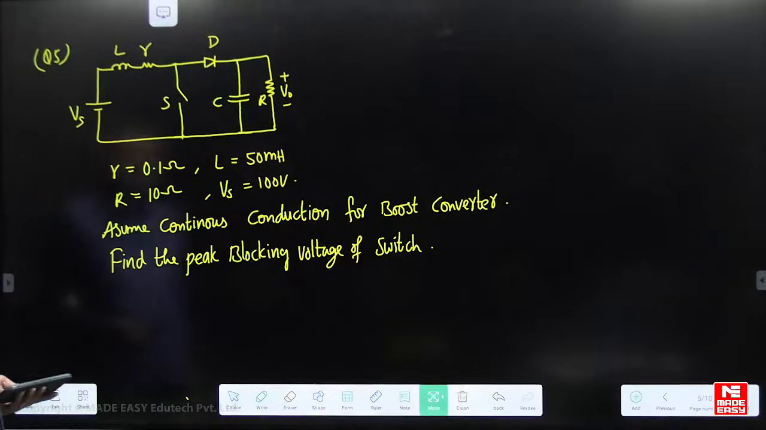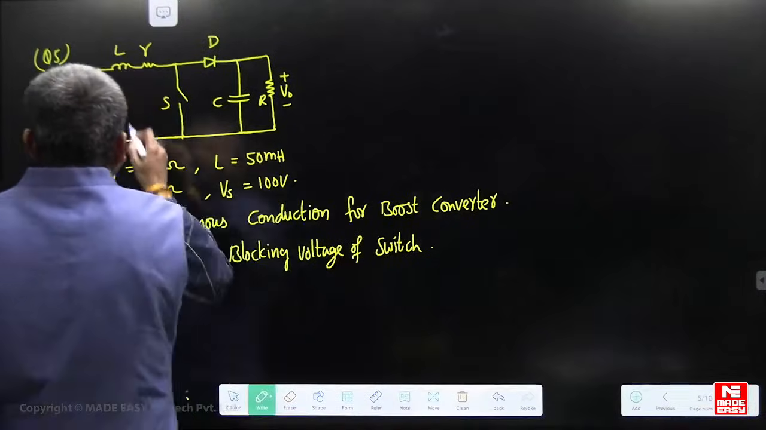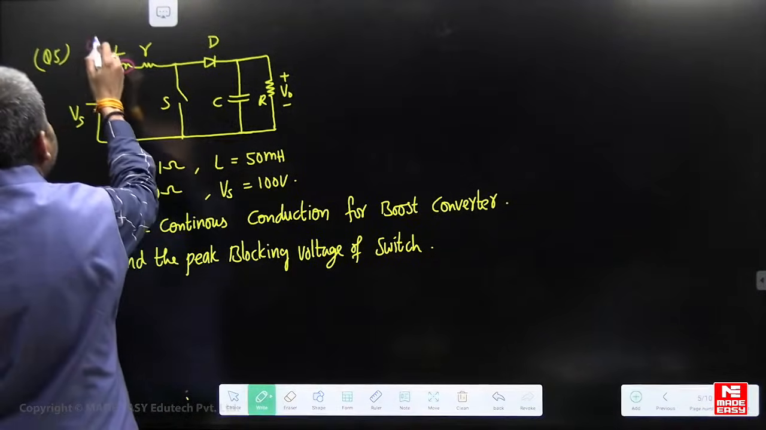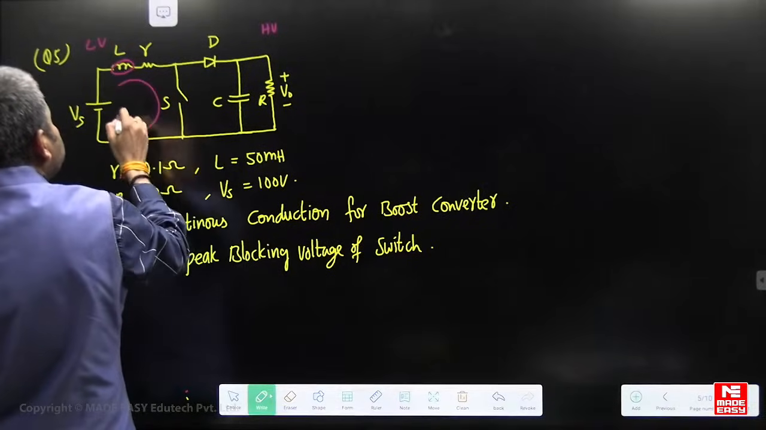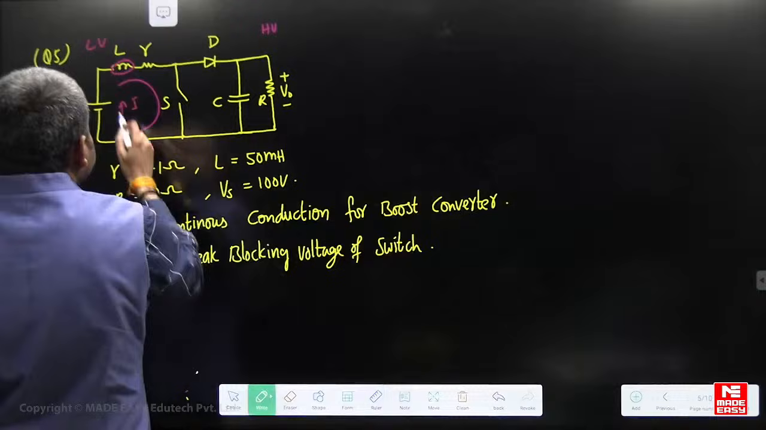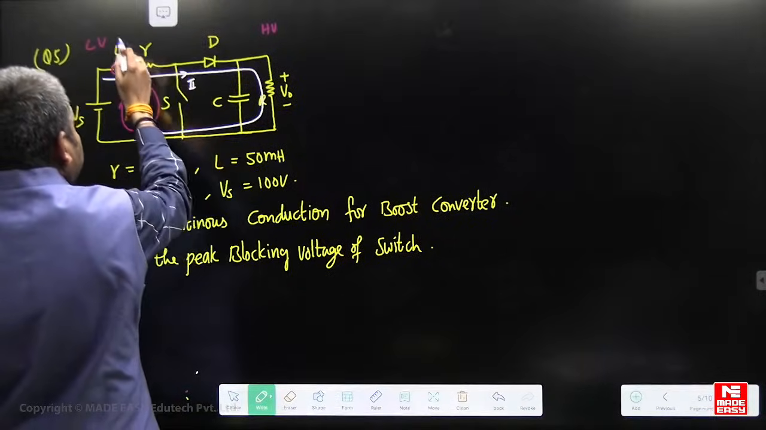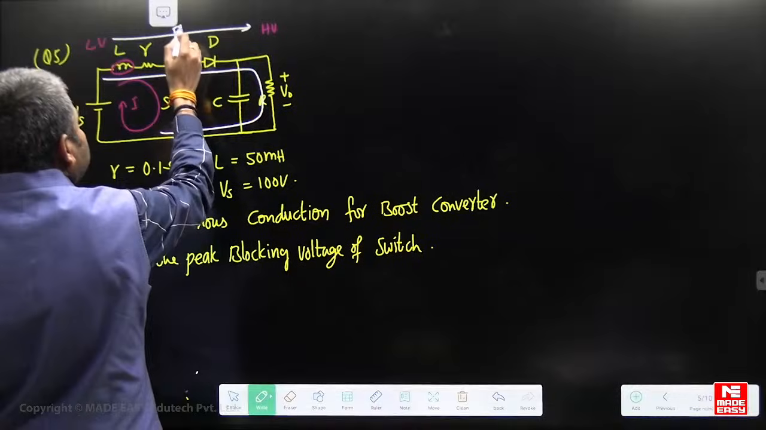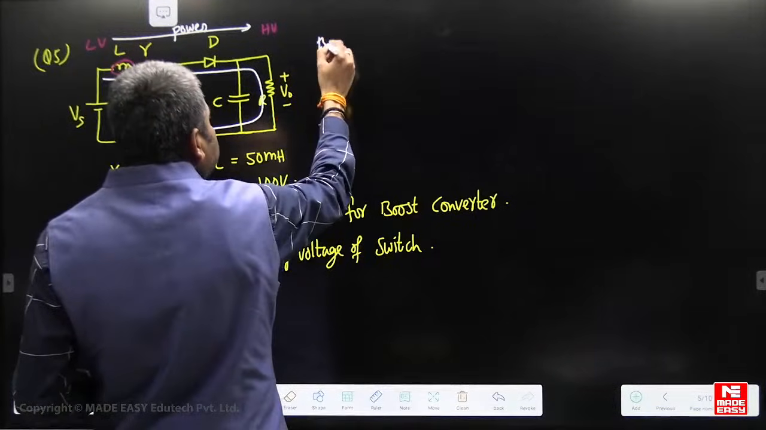So, what is this converter? We are having an inductor here. So, low voltage side, high voltage side. When you turn on the switch, the inductor is storing energy in the first mode, and when you disconnect the switch, it is discharging energy. This is the second mode. Here power flows from low voltage to high voltage side. So, this is actually the boost converter.